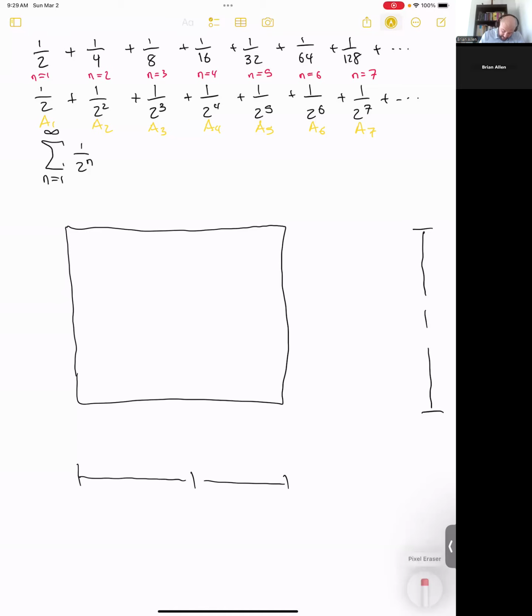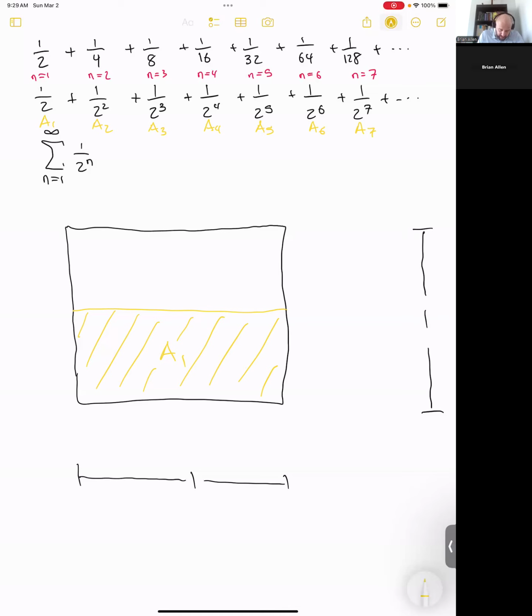So if I just break this guy in half, and I just look at the bottom rectangle, then this has area half, right? Because it has a height of a half and a length of one, so that area is a half. So there you go. There's A1.